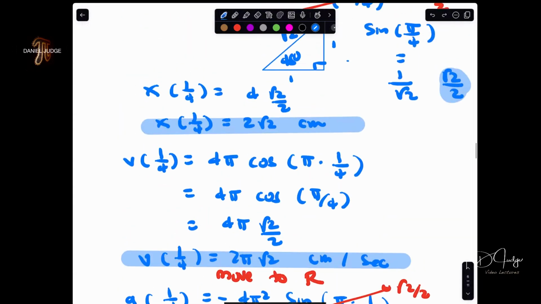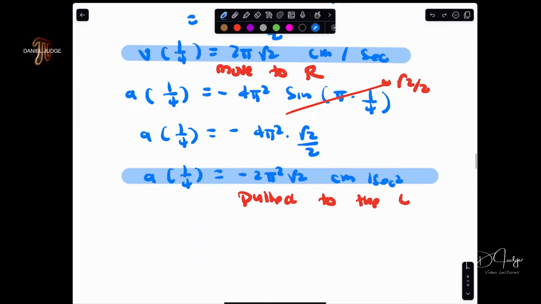So the answer to that question, I guess that's D, is you are slowing down when t is 1/4 of a second. Slowing down. All right.